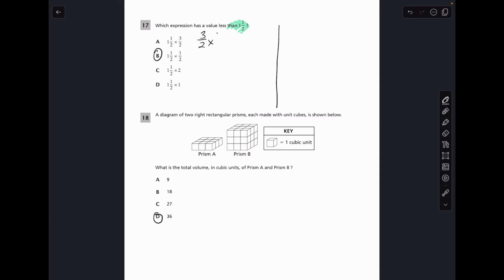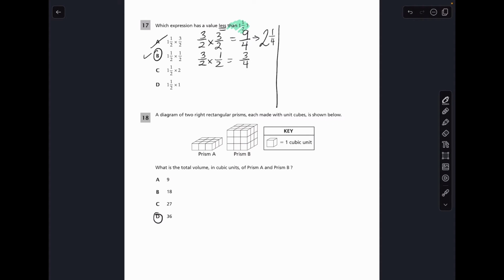So 3 halves times 3 halves. All I did was change my 1 1/2 to 3/2. This is 9/4. And I know that 9 divided by 4 is 2 and something, so I already know that this can't be the answer. I would get 2 1/4. And I want something that's less than 1.5. So this is one way. This one gives me 3/4. That is definitely less than 1, so it's less than 1.5. So you could just do this and just solve them all out.